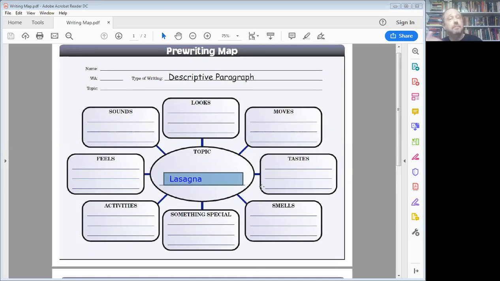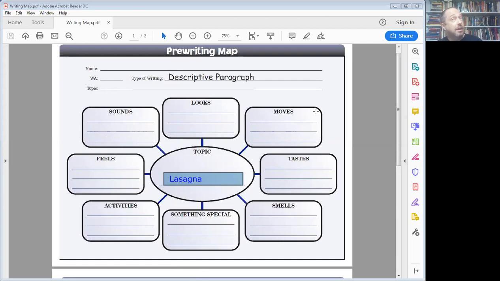All right, I got lasagna. And then I'm going to go around in no particular order, whatever I can think of for lasagna, right? Okay, and sometimes we have to get metaphorical about these things. I don't want to go into too much detail about descriptive writing, right? Lasagna doesn't really move. That would be a bad sign.